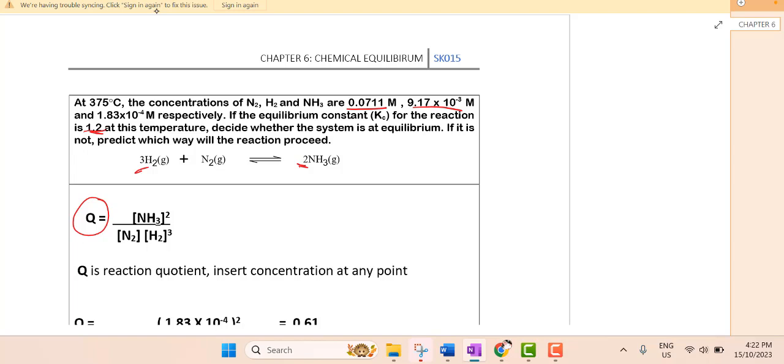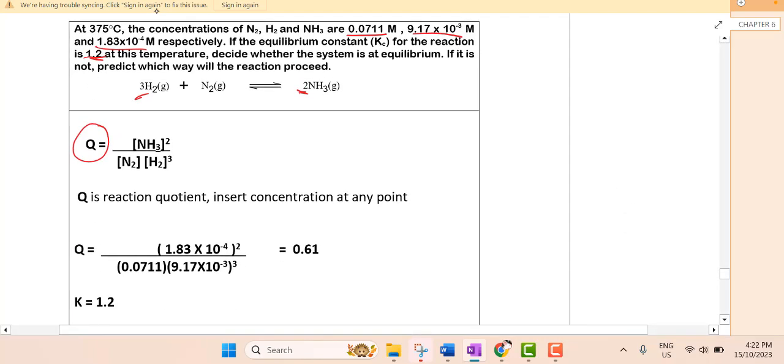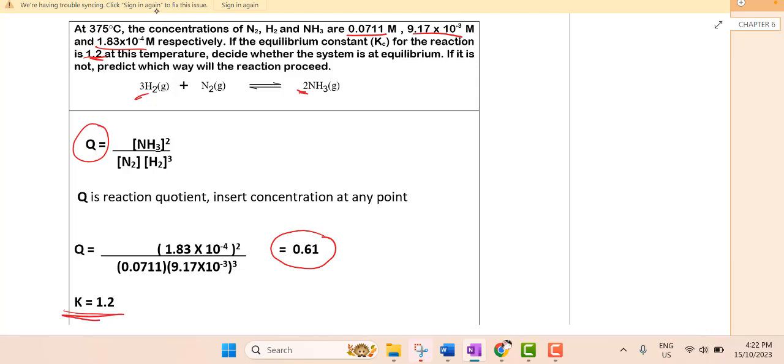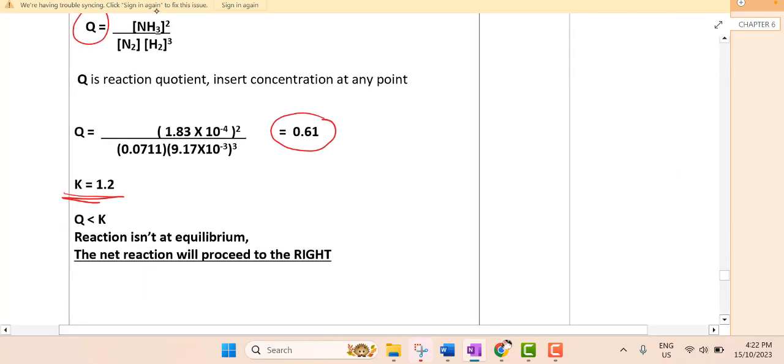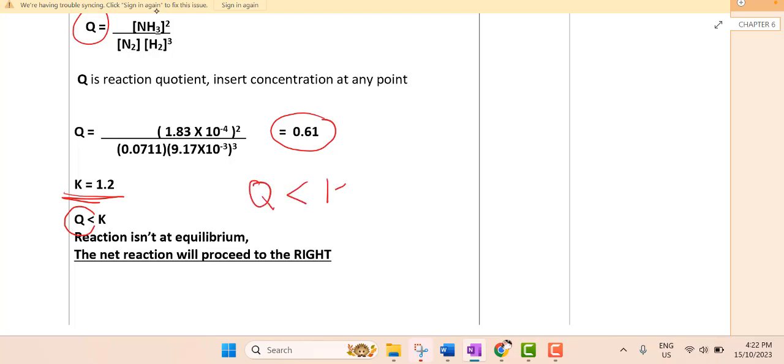Given the concentrations here, we do not know whether they are at equilibrium or not, so we just insert the values. We get Q as 0.61. Compared with the K value of 1.2, Q is smaller than K, so the reaction is not at equilibrium. In order to achieve equilibrium, the net reaction will proceed to the right. It is very easy to memorize: remember it like the Pac-Man gang. Q is smaller than K, so this is Pac-Man's mouth, and this is Pac-Man. So the net reaction will shift to the right.